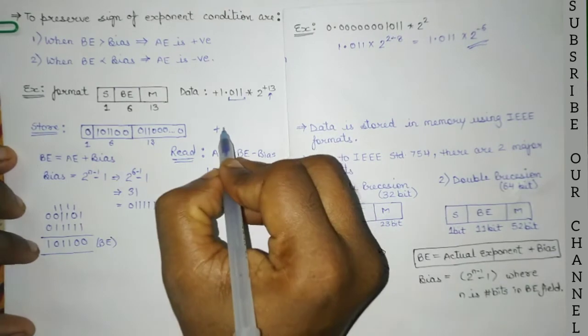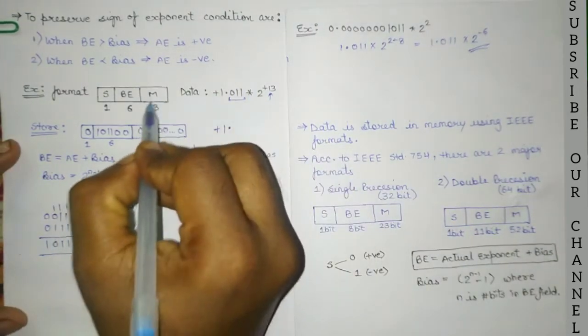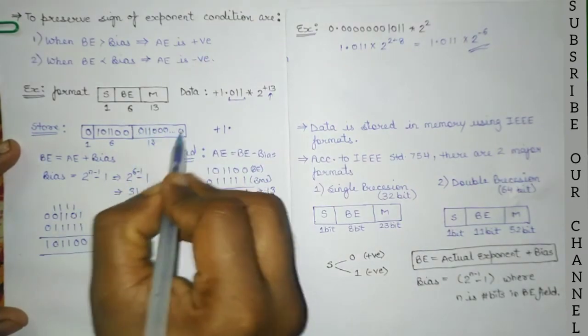So 1 is the valid digit, so it is already there. We are not storing 1 anywhere. In the M part, we will go to the Mantissa part and we will see what the details are over here.